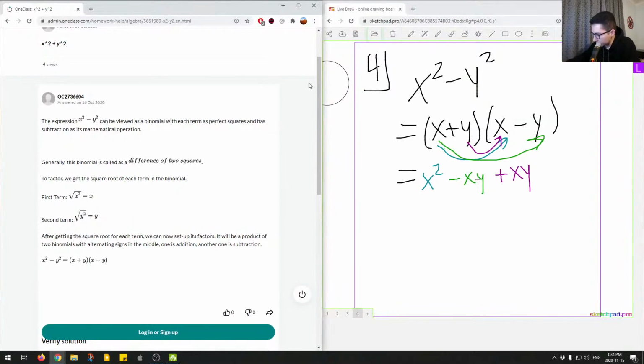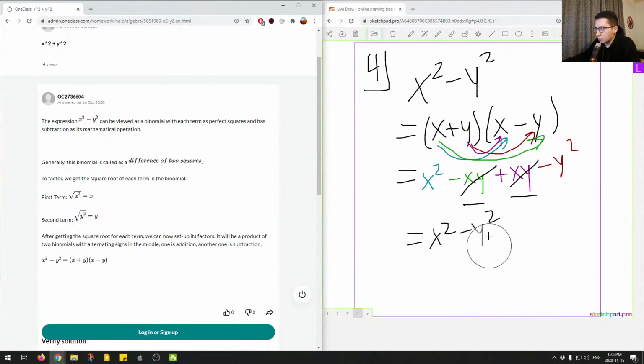And then finally, I'll do this one in red, we have last. So last is this right here, y times negative y, so we have negative y squared. So we can see right away this term and this term are identical, so they cancel out and we're left with x squared minus y squared. So whenever you see two terms that can be squared and there's a minus sign in between, there's a difference of squares and it follows this format.